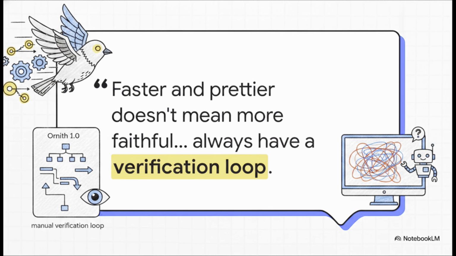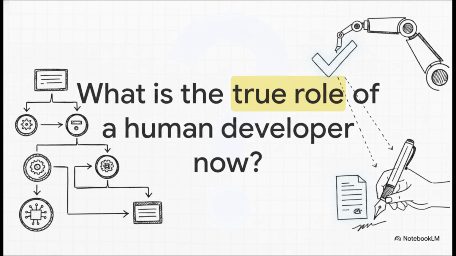I do want to remind everyone watching, though, that while Ornith 1.0 is highly capable, self-correcting, and totally brilliant at bounding logic, AI is still AI. As one of our sources wisely pointed out, faster and prettier doesn't necessarily mean more faithful. The model might confidently skip a nested edge case without telling you. So human oversight isn't quite obsolete yet. A manual verification loop remains a non-negotiable requirement for safe software deployment. Always double-check.